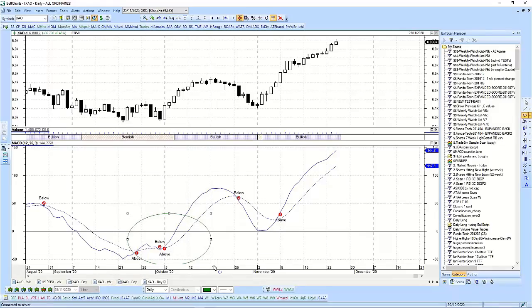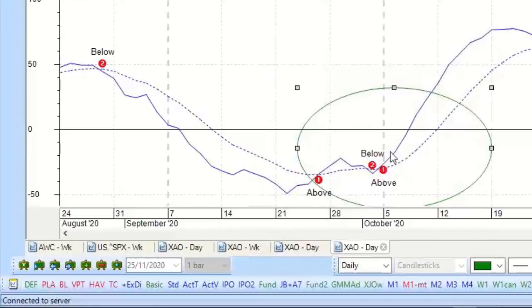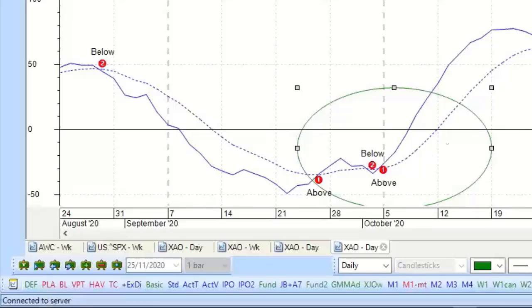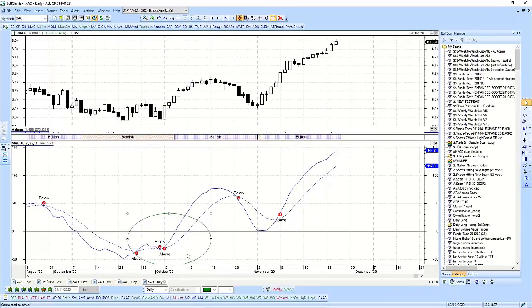What a lot of people like to do is run a scan and look for this condition in the last few days or weeks. And this condition that I've spotted here is MACD has crossed above when it's below zero. That's considered a very bullish indication after a downtrend. And if you wanted to search for that sort of thing, this is a good example of how to set up the scan.